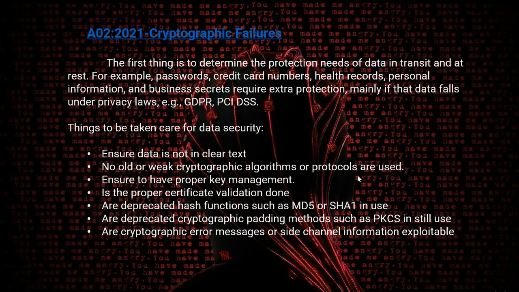And the second one is cryptographic failures. This is basically using weak cryptography. The first thing is to determine the protection needs for the data in transit and data at rest. For example, passwords, credit card numbers, healthcare records, personal information, and business secrets require extra protection, mainly if that data falls under privacy laws, for example GDPR and PCI DSS. So mainly these are the things to be taken care of for data security. Ensure the data is not in clear text format.